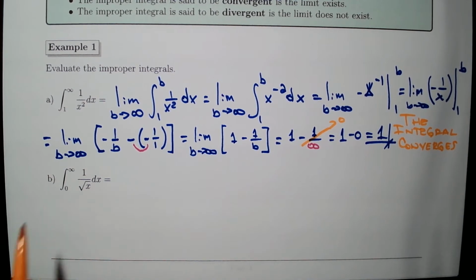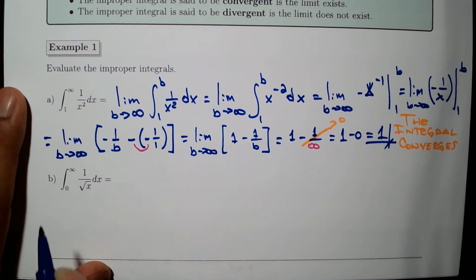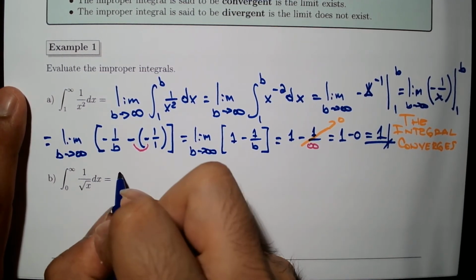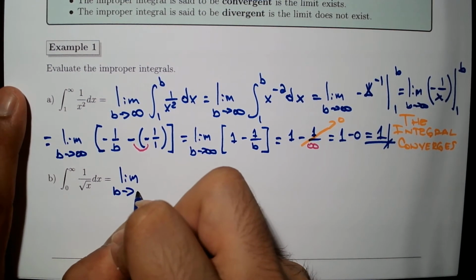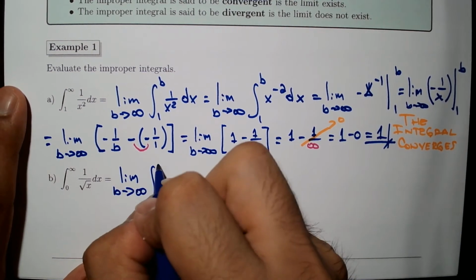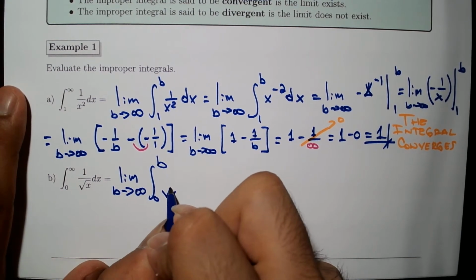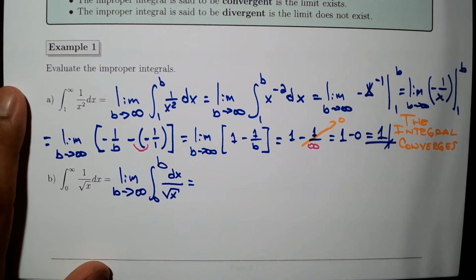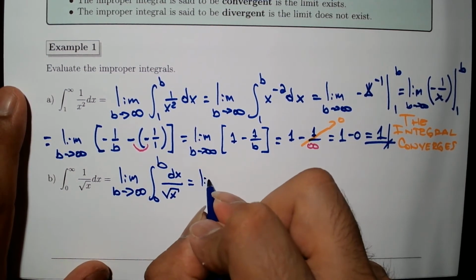Let's look at case B. Let's look at another example. So basically the same thing. Let's write the integral with the upper limit in terms of a limit. Limit as b approaches infinity of the integral from 0 to b of the square root of x dx at the top. I'm going to use laws of exponents rather than radicals to rewrite this integral.